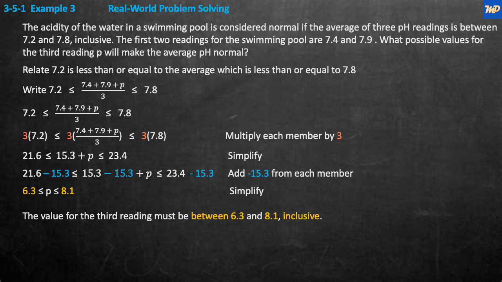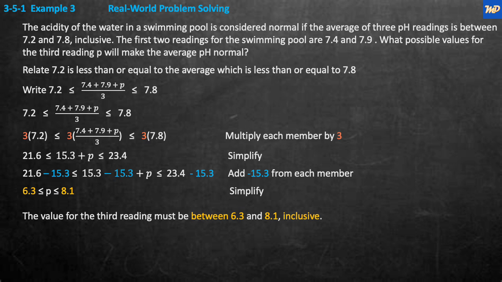So it's talking about a swimming pool here, the chlorine and the acidity of the water in the swimming pool. So let's look at it. The acidity of the water in a swimming pool is considered normal if the average of 3 pH readings is between 7.2 and 7.8, inclusive. That means including 7.2 and 7.8 are included in the range. So it's a dot, not a circle, right?